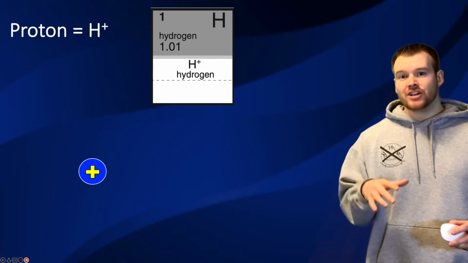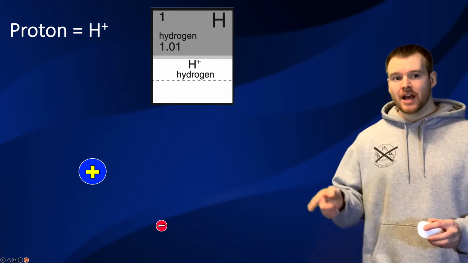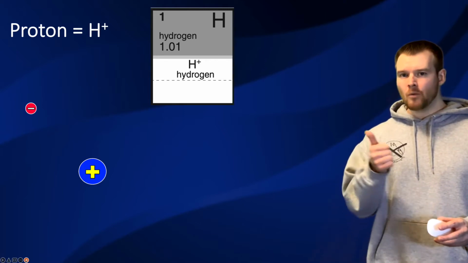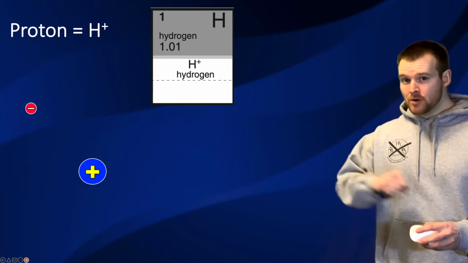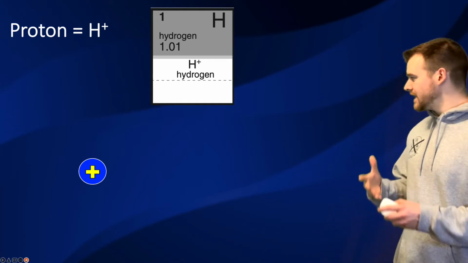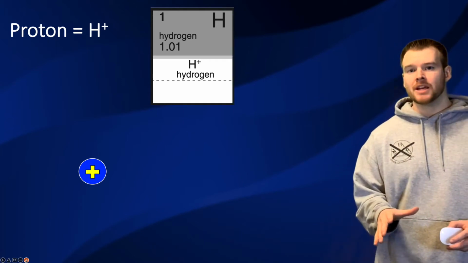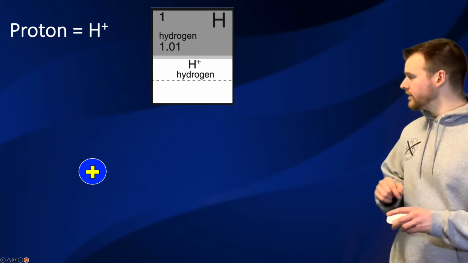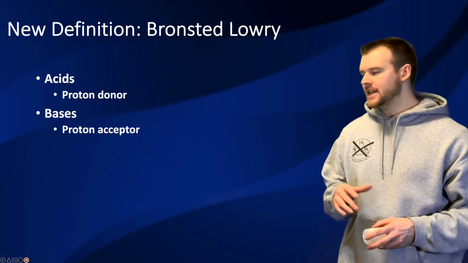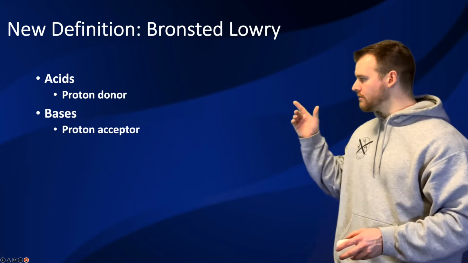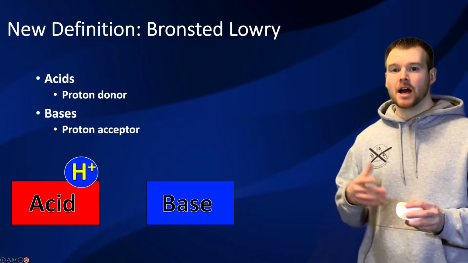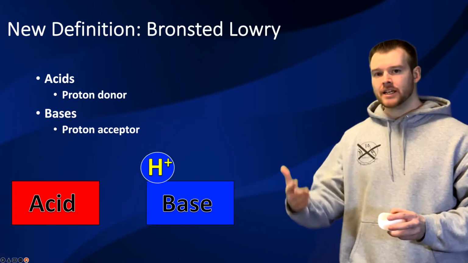Now normally for a hydrogen atom, there's going to be an electron and it's going to be orbiting around the outside. It's got one plus and one minus. But if we remove that electron and get that out of there, all we have left over is the one proton. So H+, because we got rid of the minus, is just a proton. So now looking at the definition of proton donor and proton acceptor, we can think of an acid as something that has a proton and can give it to a base.